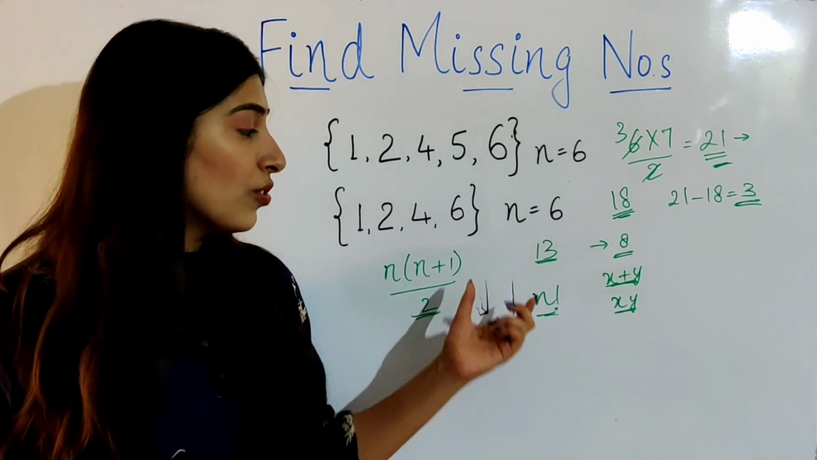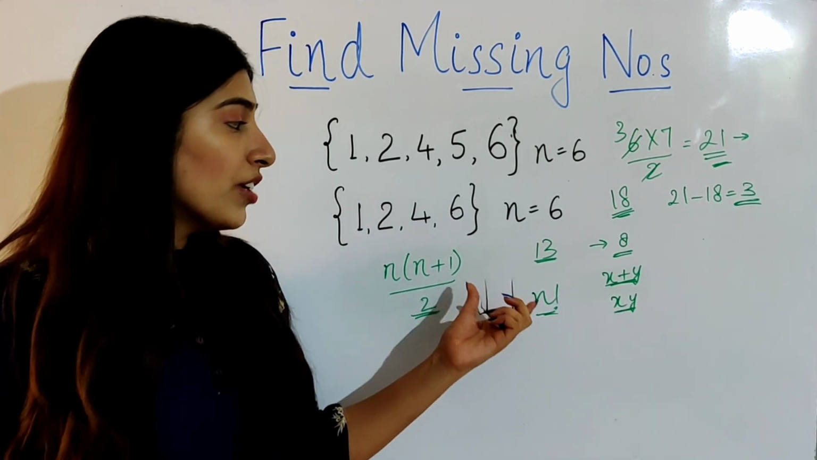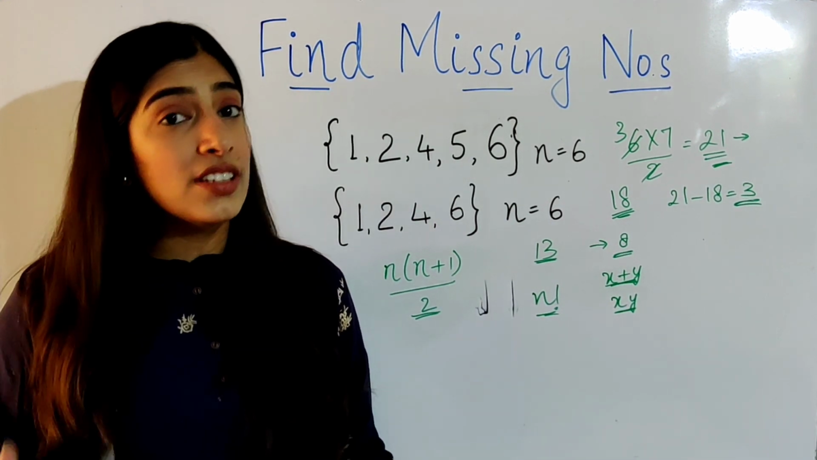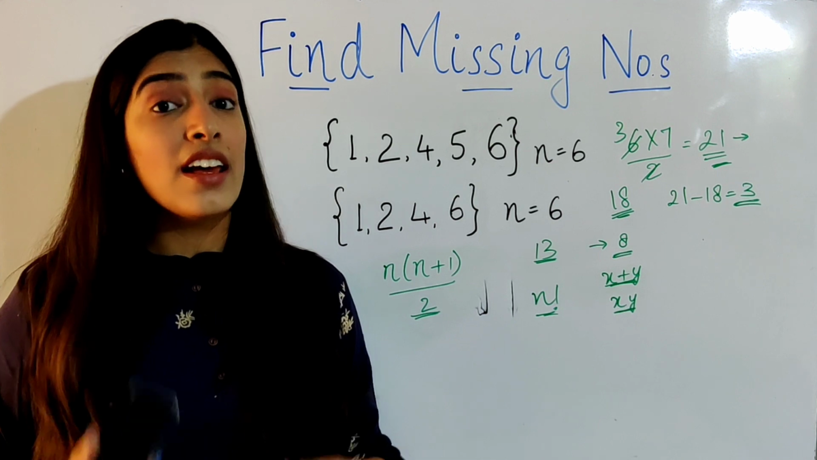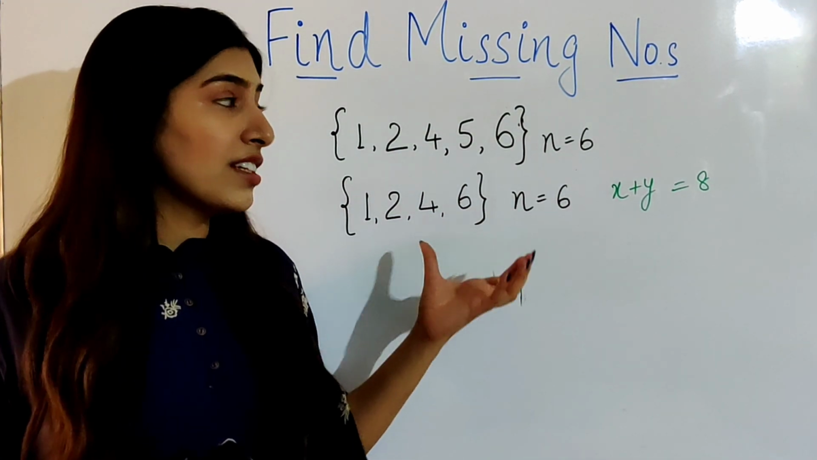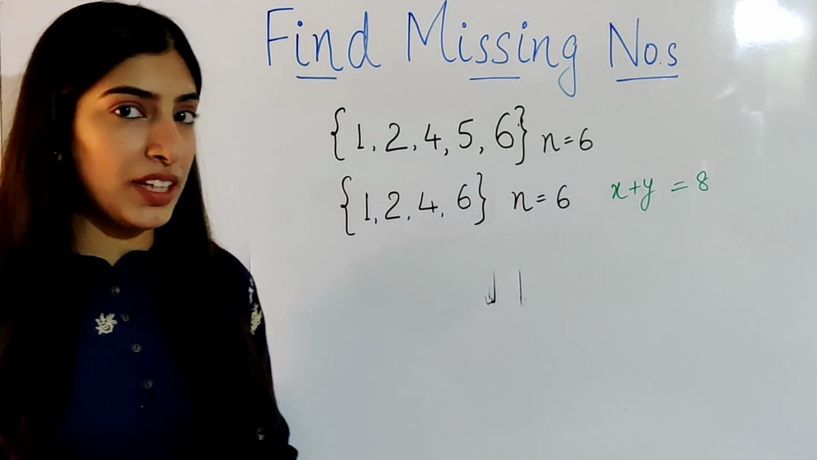But we know that if the value of n is very large, it can lead to overflow. We will not be able to store the product in an integer value. So this is not an efficient solution. Let's see if we can do better than this. Let's try to solve the second question, that is two numbers missing, without using multiplication.